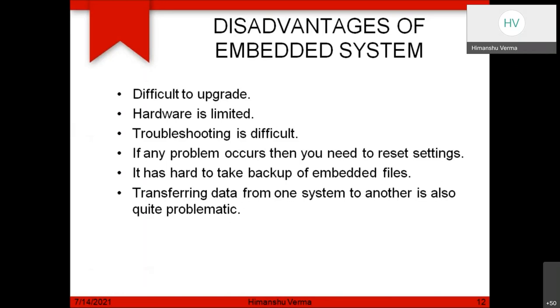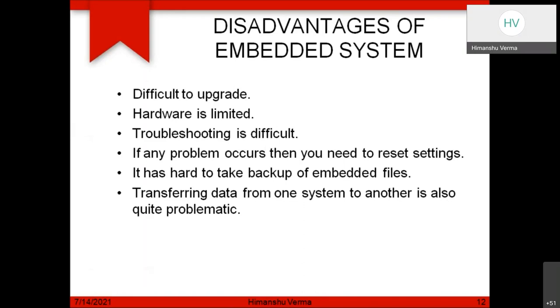And the second one is that hardware is limited. Of course, we already talked about that. The hardware that is connected to an embedded system, or that may be inside that system, is limited. So after a few years, it feels like the system gets slow, and we even can't upgrade it. So these are some limitations. Its processing power is also limited and like that.